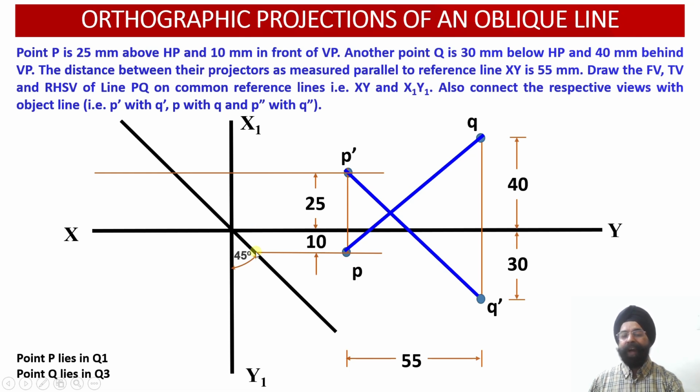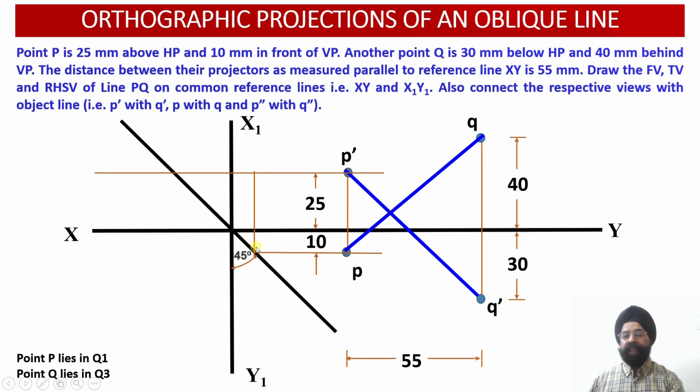And from this point, we are going to take a vertical projector upwards in such a way that this distance of 10 millimeter in front of the vertical plane from the top view will be transferred into the profile plane. And again you can check, because this is a transfer line at an angle of 45 degree. So this distance of 10 millimeter from the vertical plane in the top view has been transferred as 10 millimeter distance from the vertical plane into the profile view.